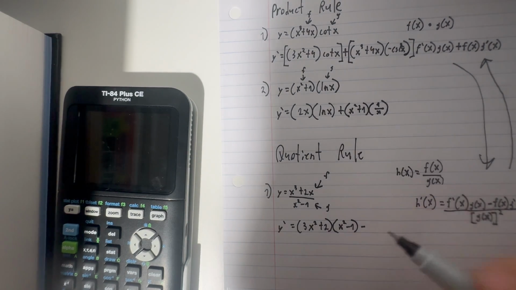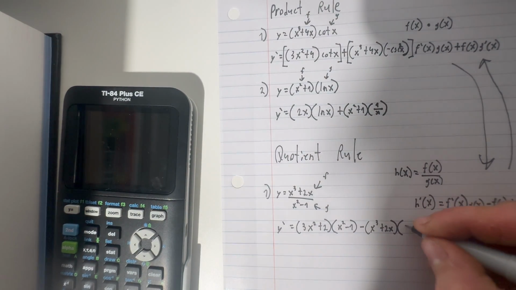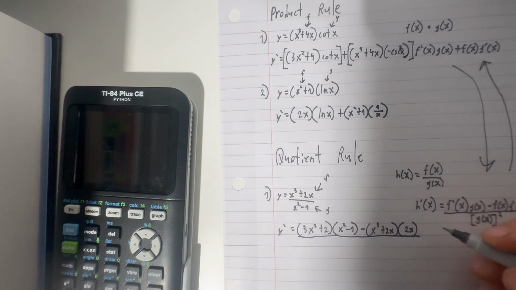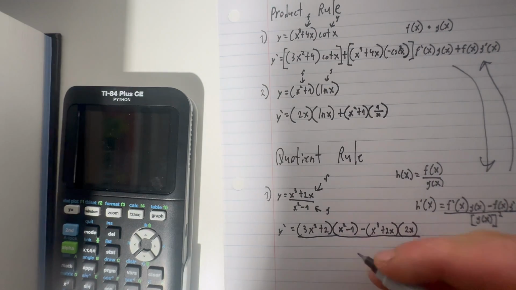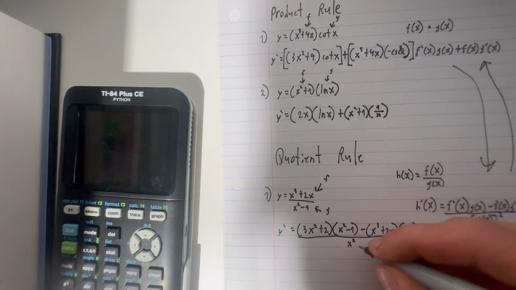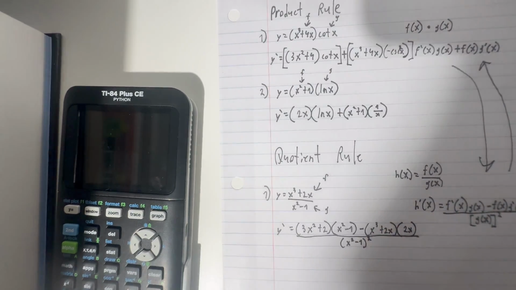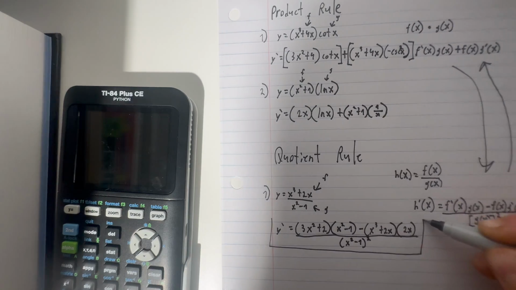Now we have to keep the f function, so we have x to the third plus 2x. And then we differentiate the bottom function, which is just simply 2x. And now, in contrast to the product rule, we actually have to divide by the g function squared. So we're gonna have x squared minus 1, all of this squared. Now, again, we could simplify this, but we can just leave it like this.